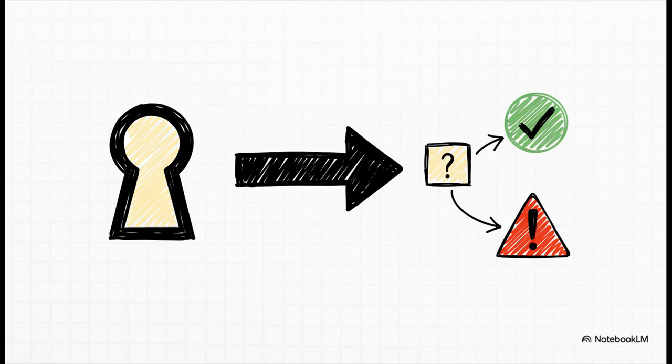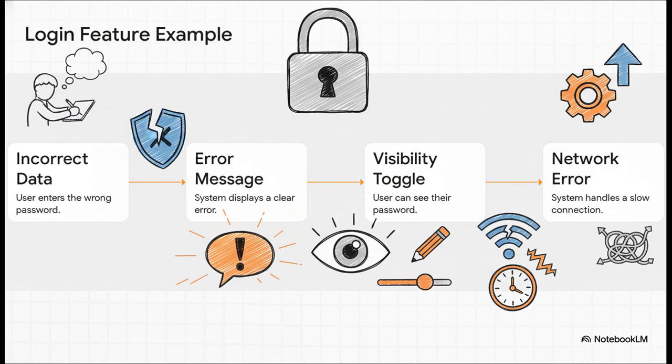And this is the most important part, and it's where a lot of teams get tripped up. A functional requirement is not just saying, we need a login feature. Not at all. It's about defining precisely how that login feature is going to behave in every single situation you can think of. So let's stick with that login example.